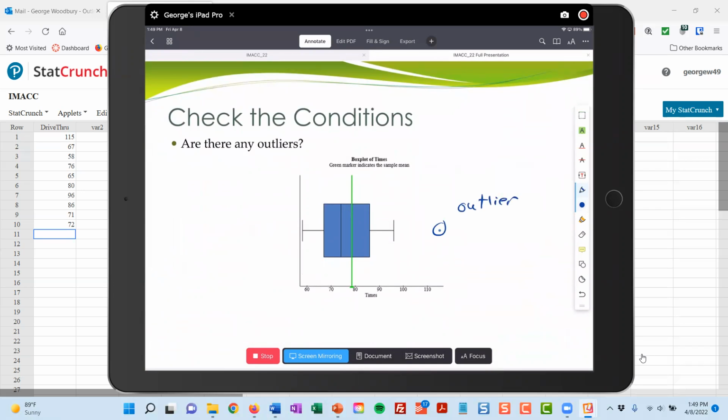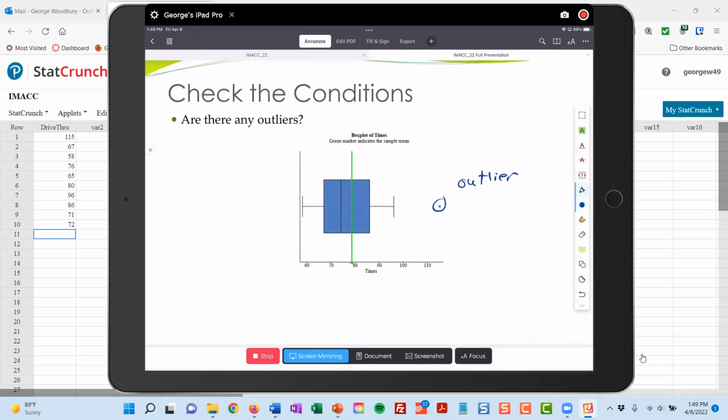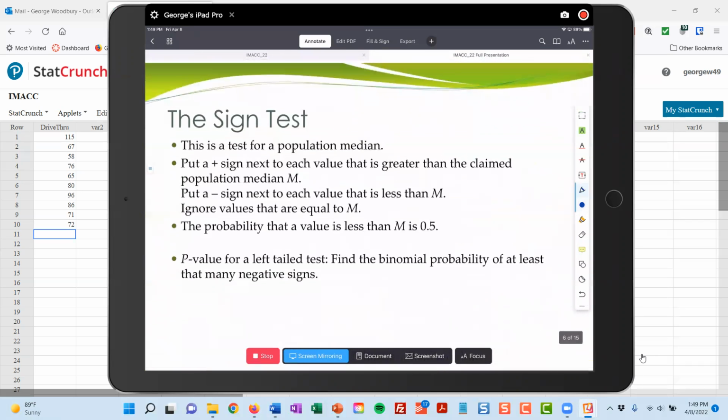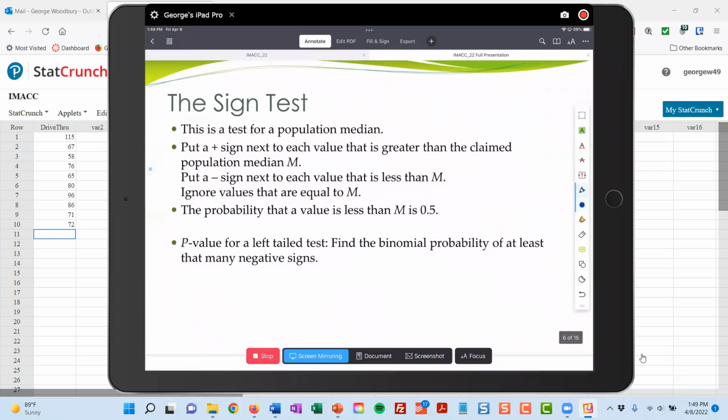At that point, if we don't use the sign test, we have to tell our students you just can't do this test and you move on to a different kind of problem. But if you introduce the sign test, we can actually do a similar test for this data. That test is the sign test. It's a test for a population median, so it's comparing the median to 90 rather than the mean.